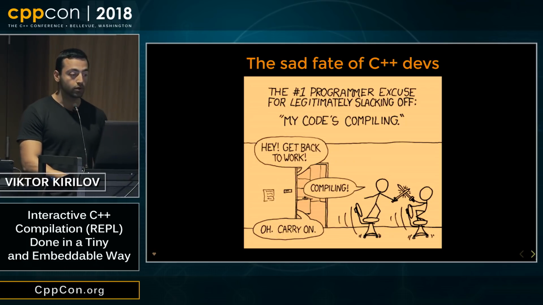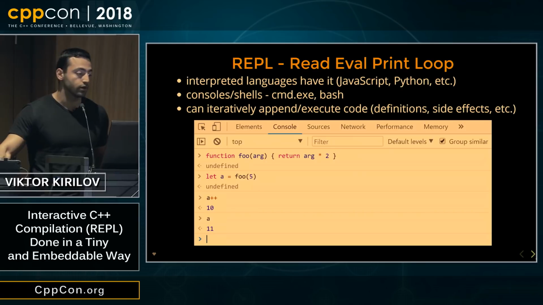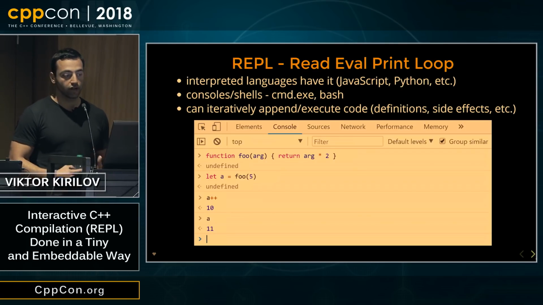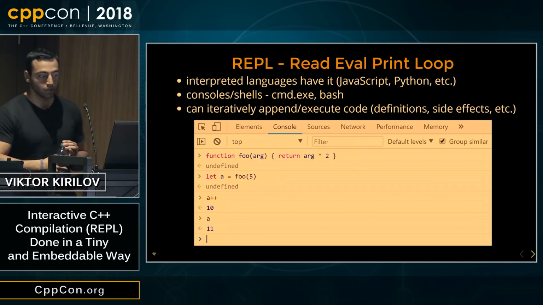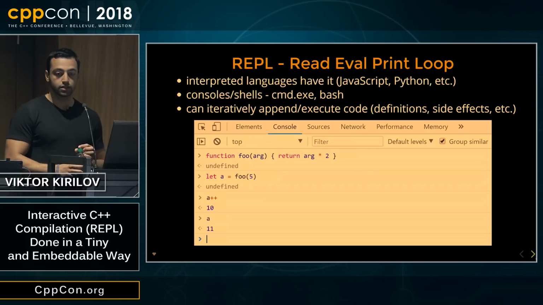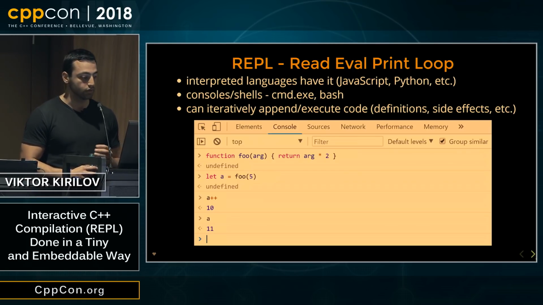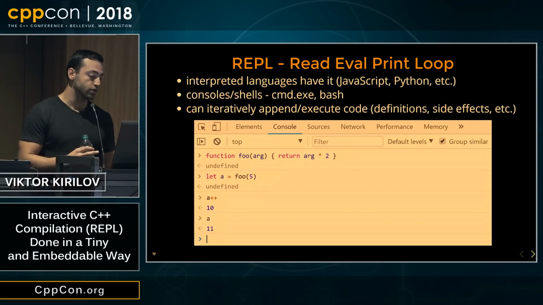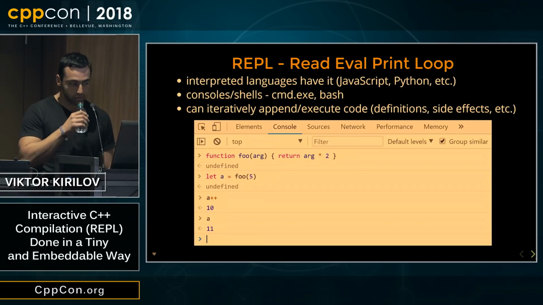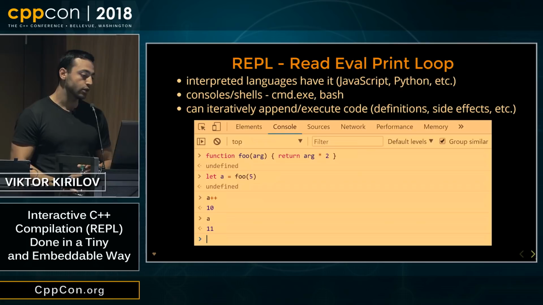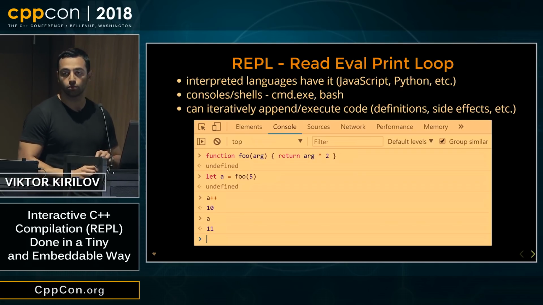So, a REPL stands for Read-Eval-Print-Loop. It's something like an interactive console where you can iteratively append and execute code, different statements, test things out, and also interact with an application. In this case, we're seeing the JavaScript console of the Chromium web browser. Inside of it, we can define functions, test things out, and even interact with the DOM of the HTML page.